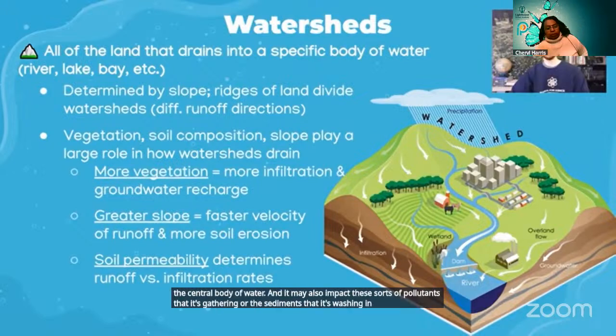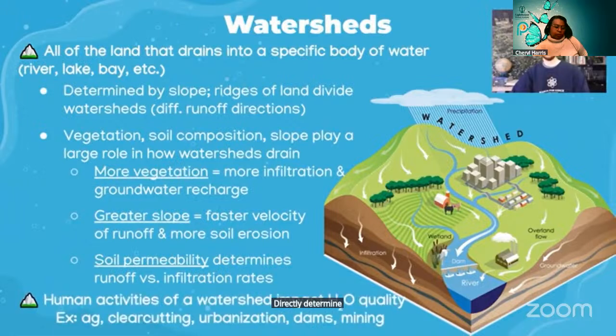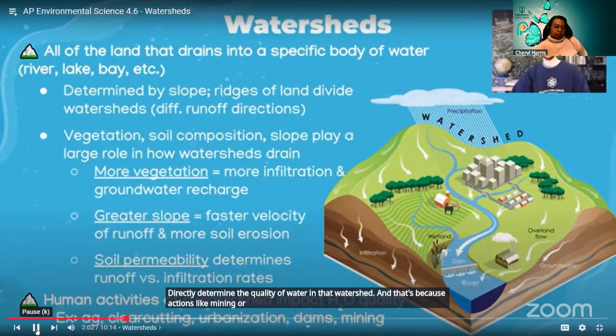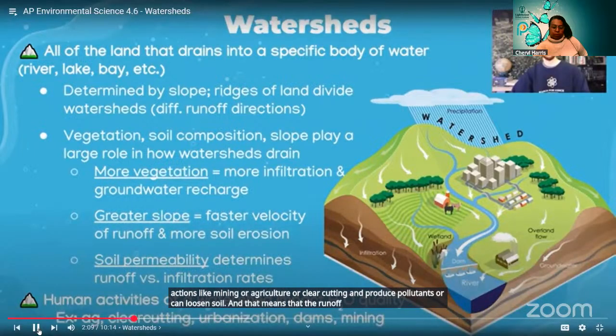And the final thing we have to consider here is that human activities in a watershed directly determine the quality of water in that watershed. And that's because actions like mining or agriculture or clear cutting can produce pollutants or can loosen soil. And that means that the runoff entering the body of water will carry those pollutants or carry those sediments into the body of water.